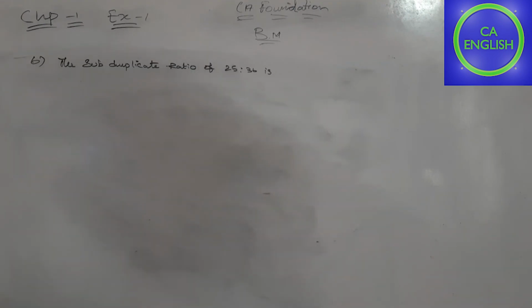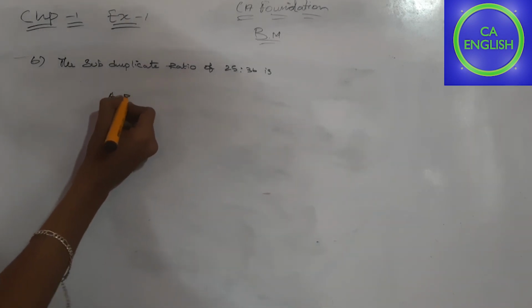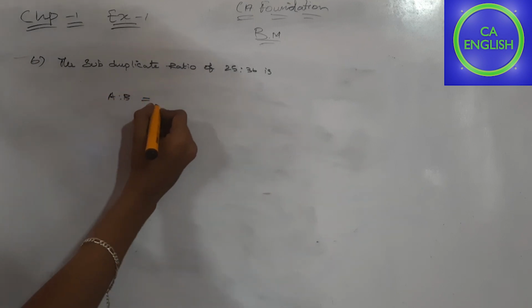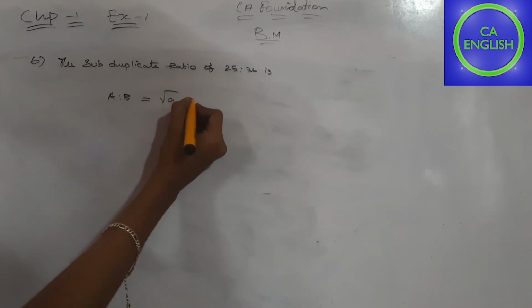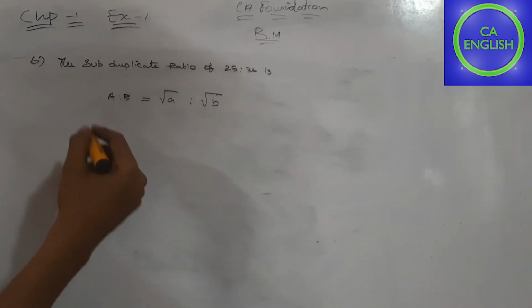And the next sum is the subduplicate ratio of 25:36. In the last sum we saw the duplicate ratio. In this sum we are going to see the subduplicate ratio. And what is the normal ratio? A:B equals root of A is to root of B. This is the subduplicate ratio.